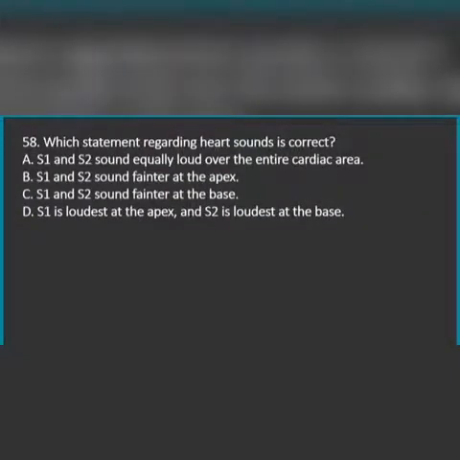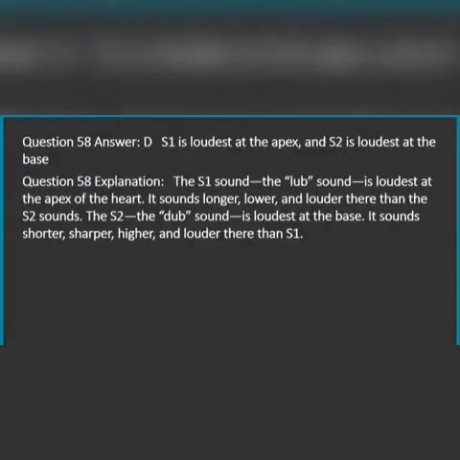Question 58. Which statement regarding heart sounds is correct? A. S1 and S2 sound equally loud over the entire cardiac area. B. S1 and S2 sound fainter at the apex. C. S1 and S2 sound fainter at the base. D. S1 is loudest at the apex, and S2 is loudest at the base. Question 58. Answer: D. S1 is loudest at the apex, and S2 is loudest at the base. Question 58. Explanation: The S1 sound, the lub sound, is loudest at the apex of the heart.